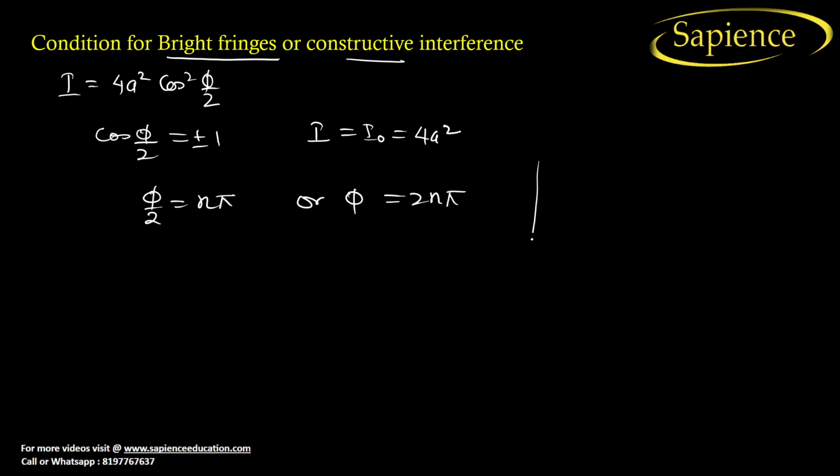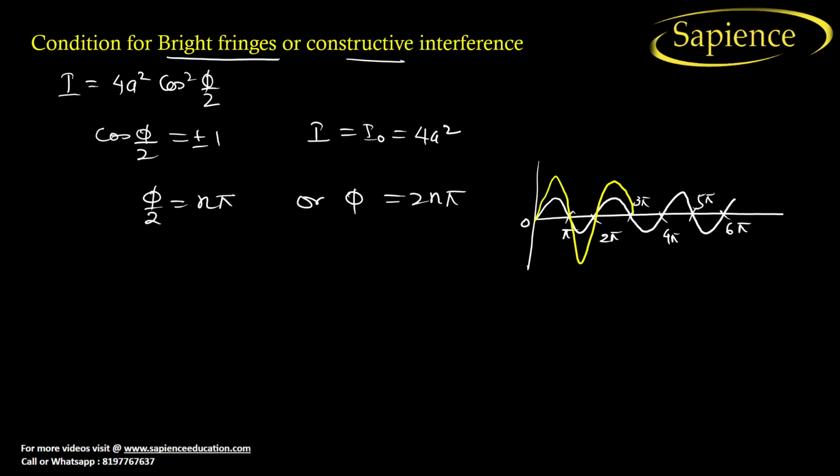If we see the diagram of this, let us consider this is the wave like this, and this is 0, pi, 2 pi, 3 pi, 4 pi, 5 pi, 6 pi, like this. And we have another wave like this. Got it?